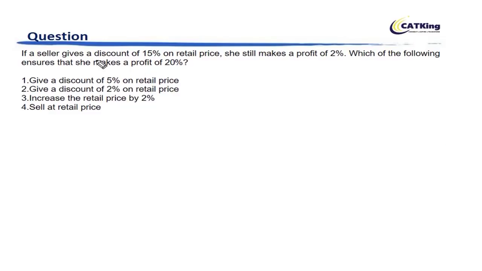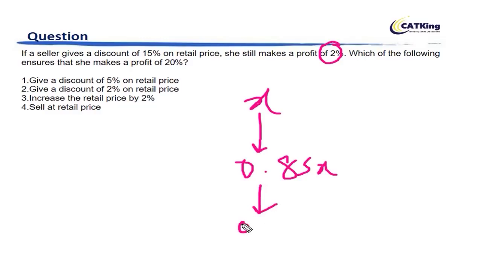Now a seller gives a discount of 15% on retail price. So let's say the retail price is X. Now discount of 15% basically meaning that your selling price becomes 0.85x, making a profit of 2%, making the cost price as 0.85x upon 1.02, right? So making it 5x by 6.